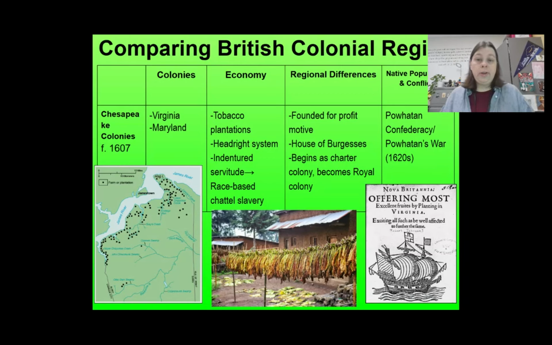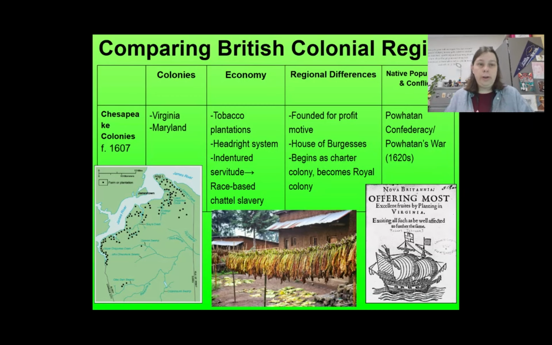Other things that you should know about the Chesapeake, this is where we see our first kind of like governing institutions that are representative democracy, so not direct democracy like we saw in New England with the Mayflower Compact and the town meetings, but representative democracy where you are electing someone to sort of represent you in the government, and specifically the House of Burgesses, which begins in 1619, the same year that the first enslaved Africans arrive in Virginia colony.